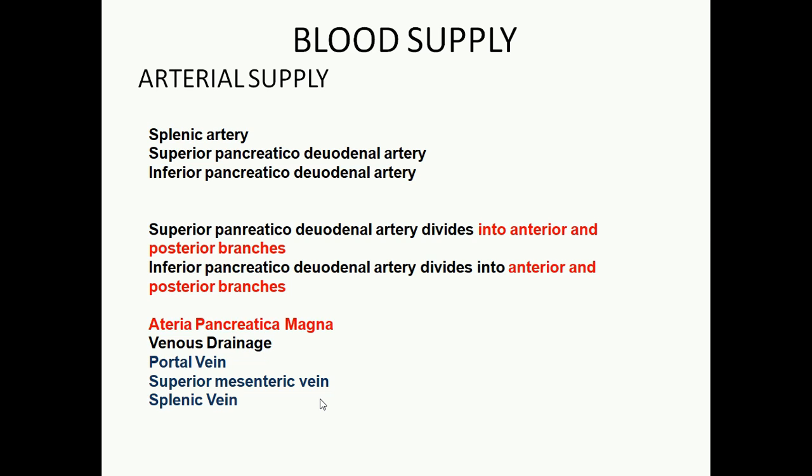So what is the major blood supply to the pancreas? The splenic artery, the superior pancreaticoduodenal artery, and the inferior pancreaticoduodenal artery. The superior pancreaticoduodenal artery divides into anterior and posterior branches, and the inferior pancreaticoduodenal artery also divides into anterior and posterior branches. Other than that, there is also one artery called the arteria pancreatica magna, which is a major artery supplying the pancreas. And the venous drainage includes the portal vein, the superior mesenteric vein, and the splenic vein.